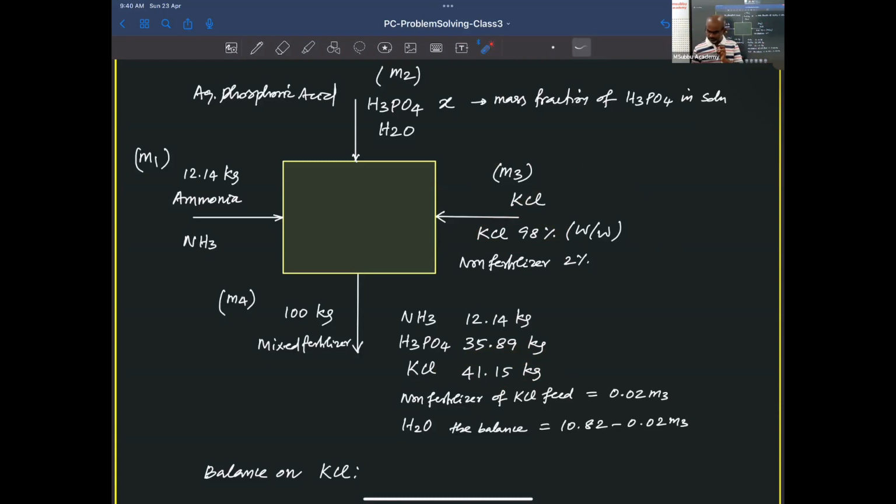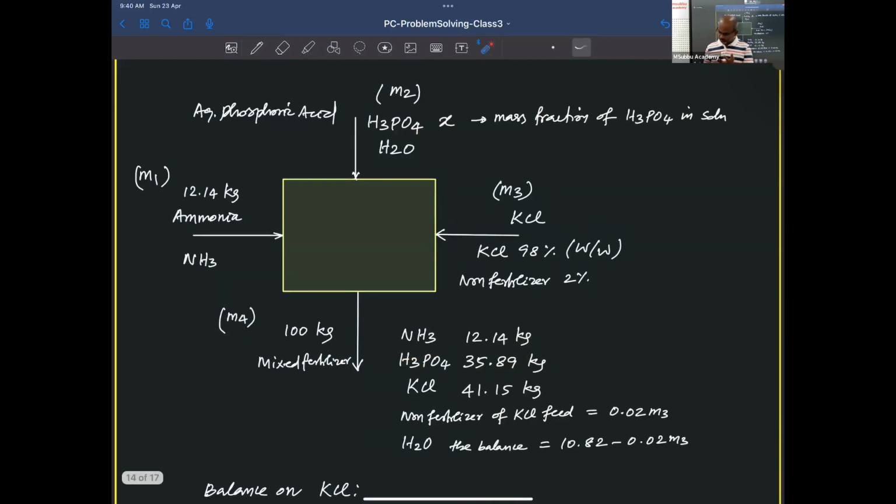This 98% of M3 is 41.15. Why is it 41.15? Only from 41.15 will we get the required K part of the mixed fertilizer. And this is to be 35.89, which is simply the pure H3PO4. But here we can have impure, that is, aqueous H3PO4, because after this component there is some balance water.